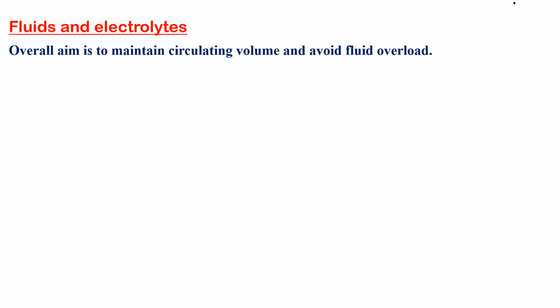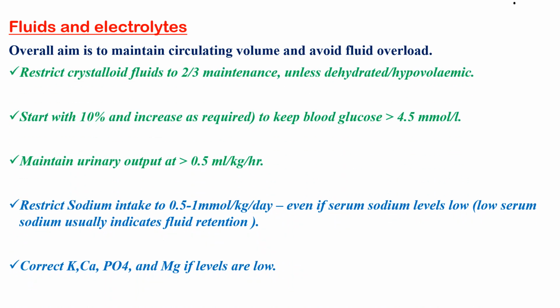The other is fluid and electrolyte management. Overall, the aim is to maintain circulating volume and avoid fluid overload. We should restrict crystalloid fluid to 2/3 of maintenance, unless dehydrated or hypovolemic. We should start with 10% dextrose and increase as required to keep blood glucose greater than 4.5 millimole per liter. And we should maintain urinary output at 0.5 ml per kg per hour.